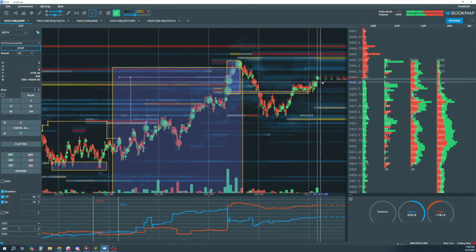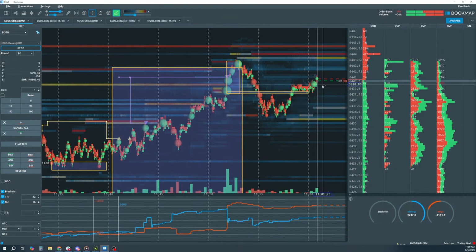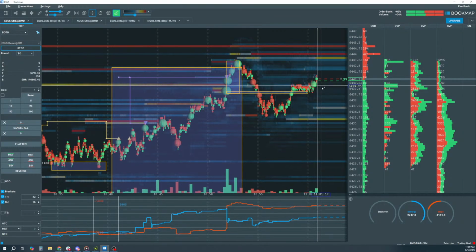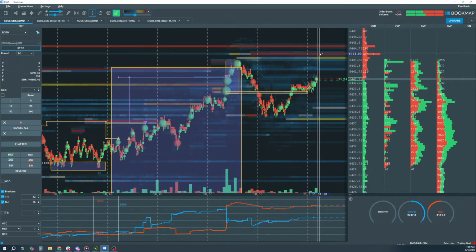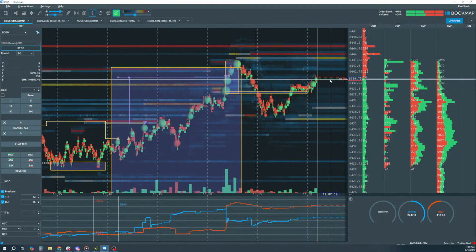But here we go. Here come those buyers now. And we're looking for that decisiveness. Now let's see if we can trade back up to 44, 45 here.